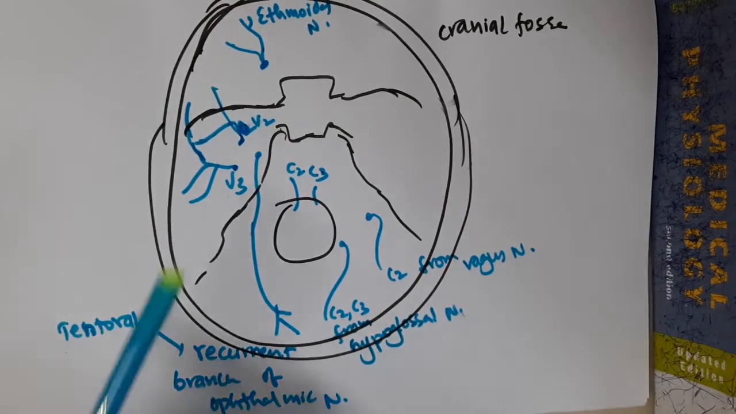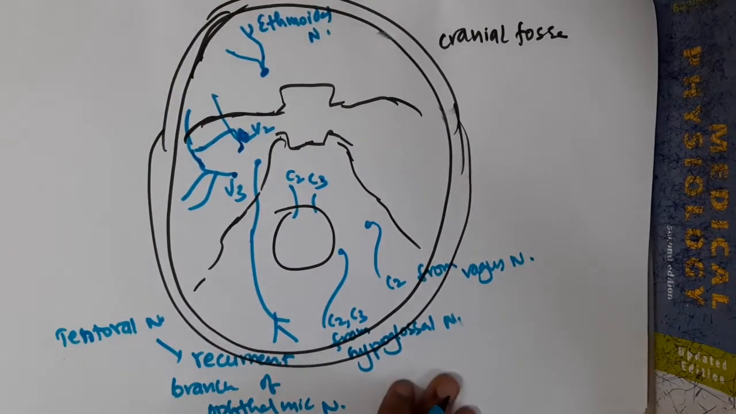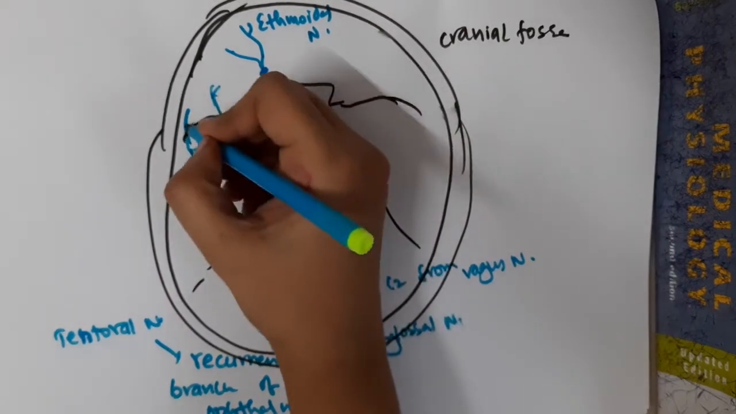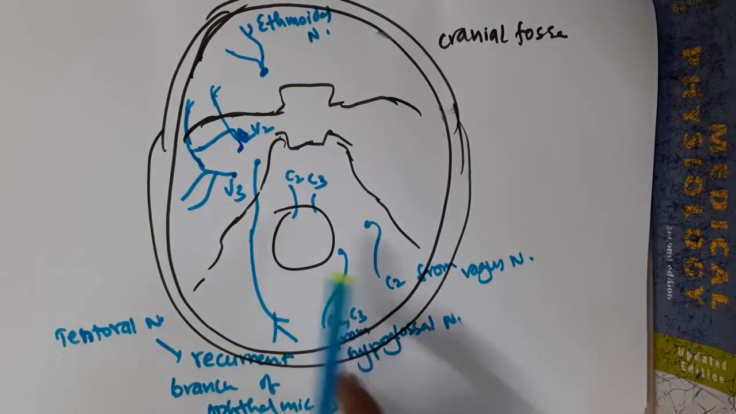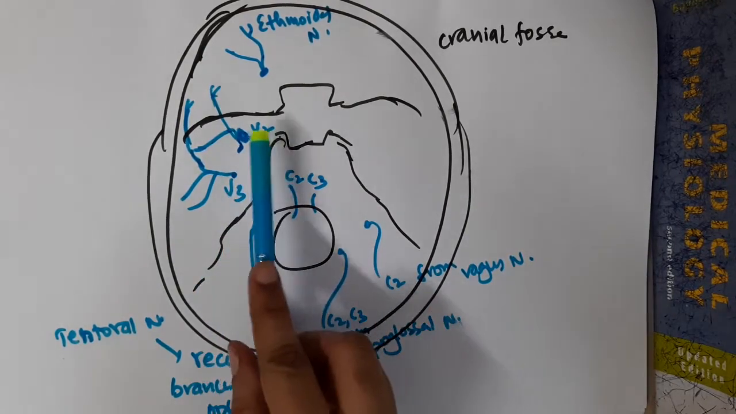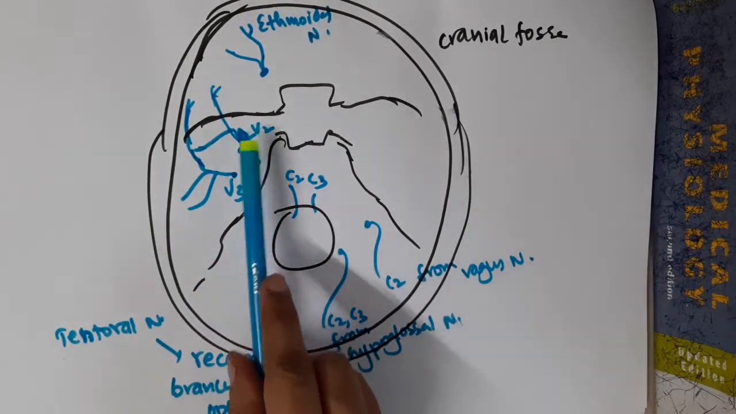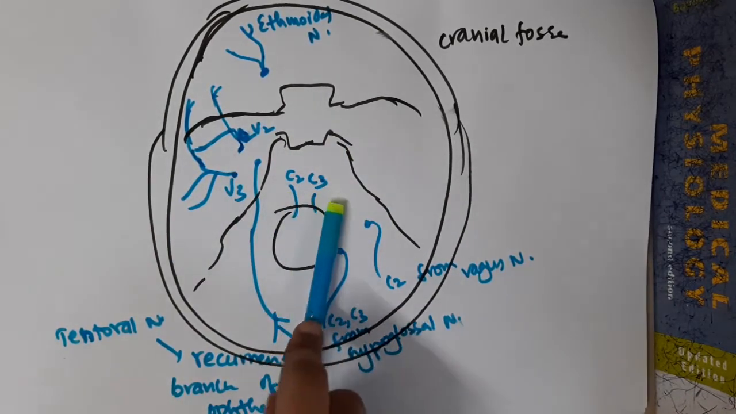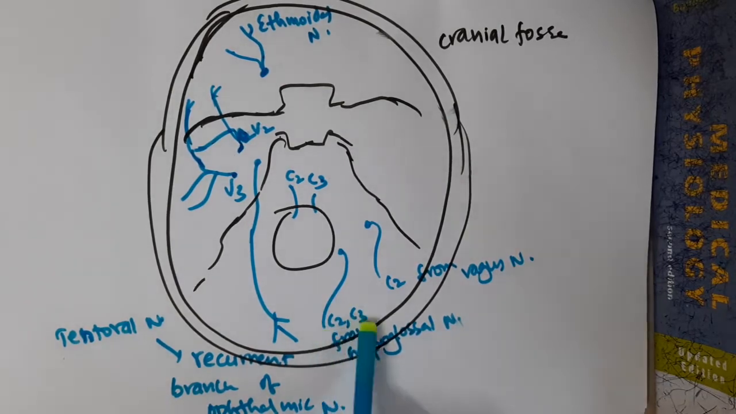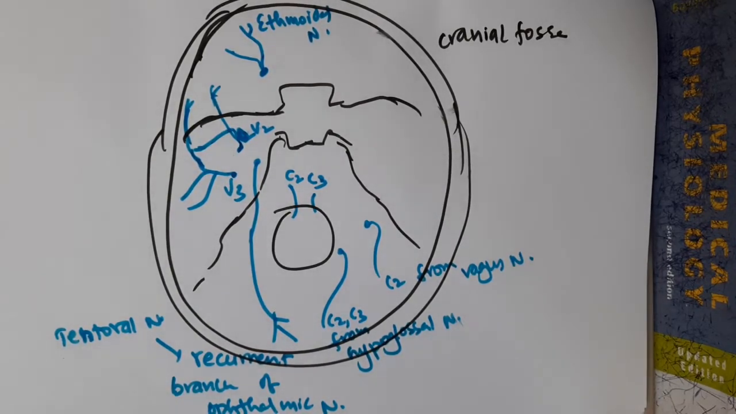So the anterior cranial fossa nerve supply is by the ethmoidal nerve, and it is from the maxillary nerve and the mandibular nerve meningeal branches. Then the middle cranial fossa is by the mandibular nerve and maxillary nerve meningeal branches, whereas the posterior cranial fossa is supplied by C2, C3, C2 from the vagus, C2, C3 from the hypoglossal nerve, and also a recurrent branch of the ophthalmic nerve, that is the tentorial nerve. So this is the nerve supply of the cranial fossa.